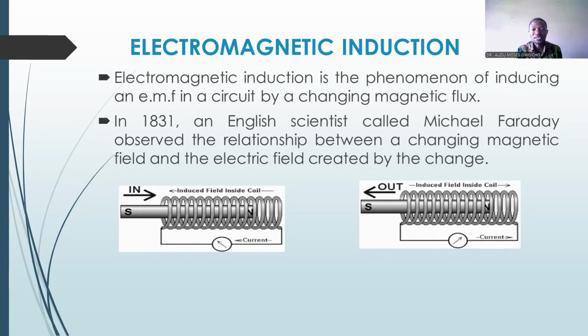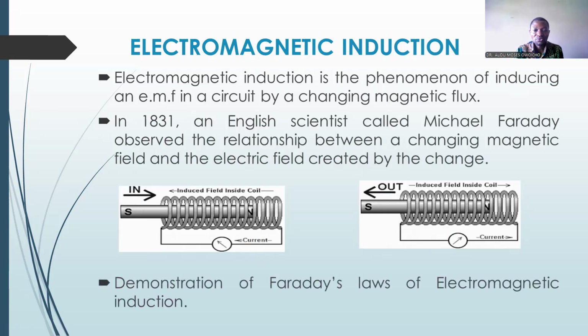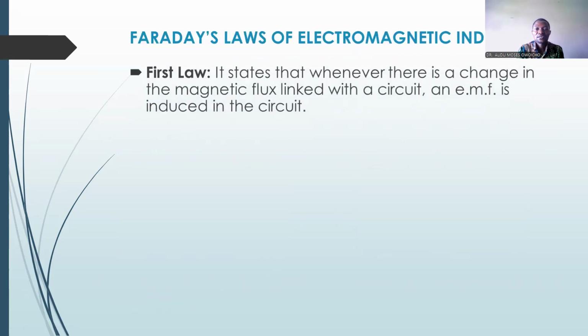After this experiment, he came up with two laws, which we call Faraday's laws of electromagnetic induction. This is just the demonstration of the law. Let's look at what the law states. Faraday's first law of electromagnetic induction states that whenever there is a change in the magnetic flux linked with a circuit, an e.m.f. is induced in the circuit. Like we just saw, whenever there is a movement, either the coil or the bar magnet, current is induced.